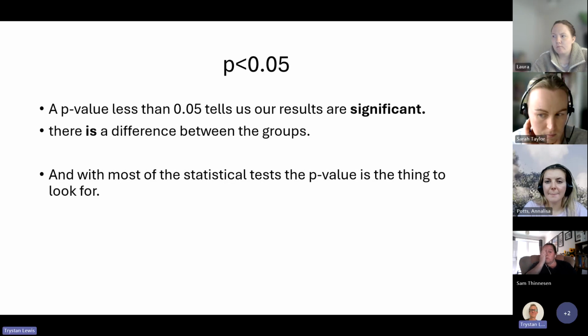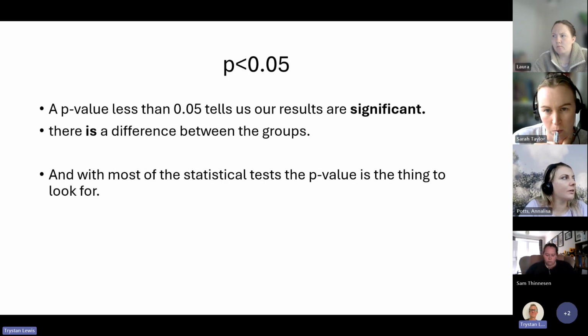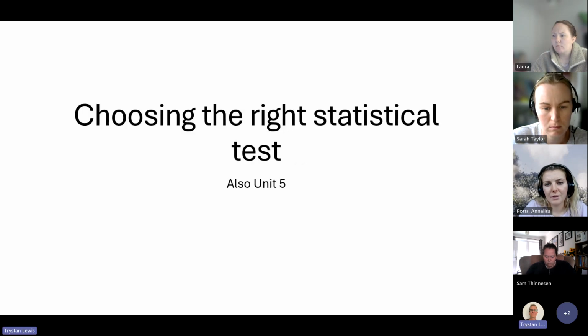But to do that, you need a null hypothesis to see if they're the same or different. And in the end, whatever it is, you'll get a p-value, which tells you, are they really different? And if it's a small p-value, then they really are different. That's really good. Okay, so the last bit, oh God, there's all those tests. How do I know which one to use?